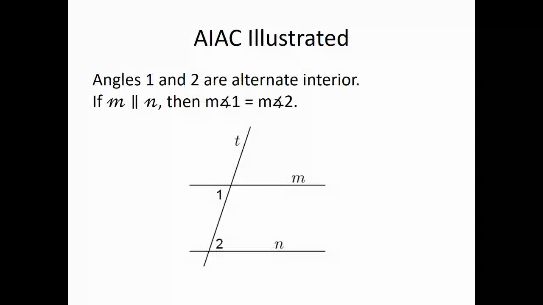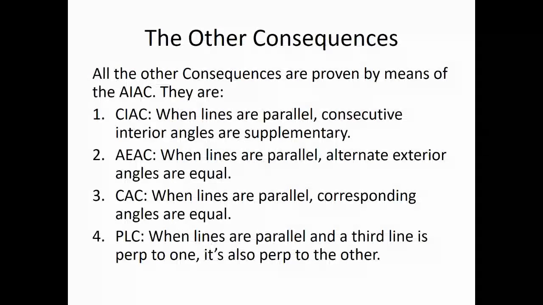Now, the Playfair postulate is used in the proof of the alternate interior angles consequence. Again, we won't actually give this proof, but let me make sure that you're clear about what that theorem does say. We start with two lines cut by a transversal, as always. We have an alternate interior pair 1 and 2. And now we say that if M is parallel to N, then the measure of angle 1 is equal to the measure of angle 2. And we have other consequences as well. I don't think I'll take the time to read through these.